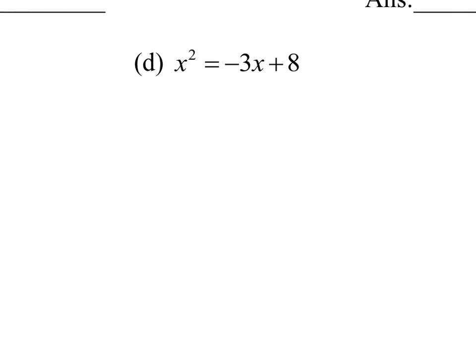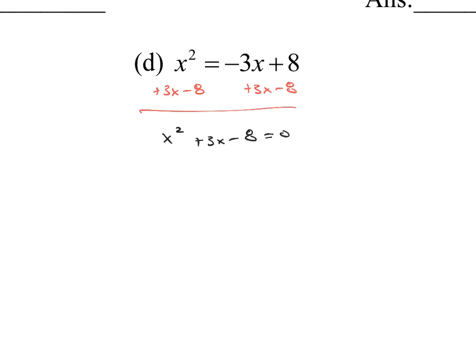Let's look at D. D is x squared equals negative 3x plus 8. Again, quadratic equation because it's a square and an equal sign. I'm going to add 3x to both sides. I'm going to subtract 8 from both sides. I'd end up with x squared plus 3x minus 8 equals 0.